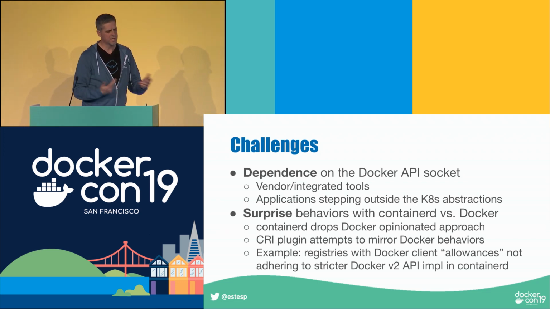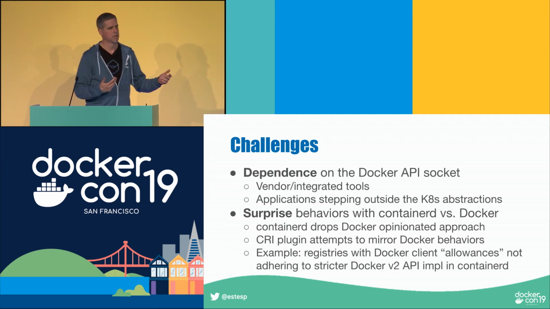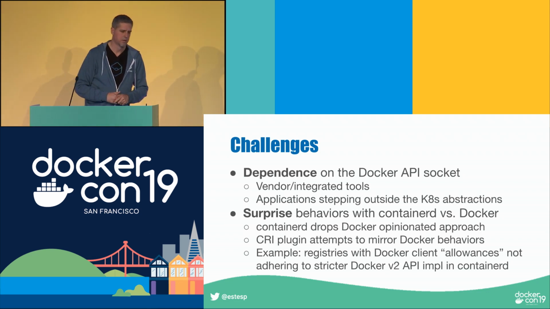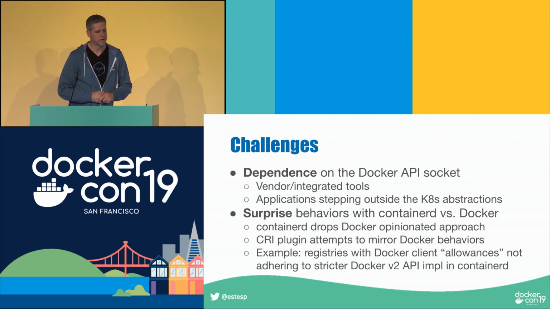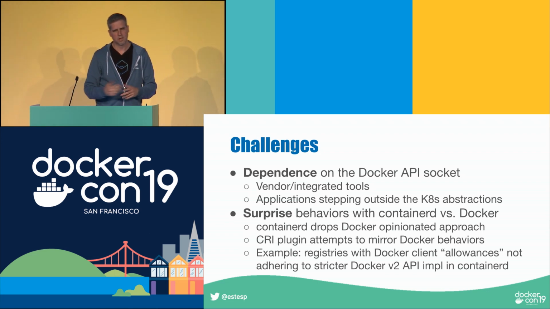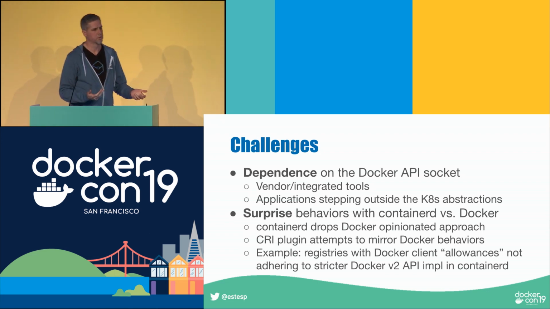And the second was not really a regular occurrence, but obviously as Containerd is a new code base and drops kind of Docker's opinionated approach, even though the CRI plugin tries to mimic that Docker Shim behavior, we found certain private registries that didn't follow the V2 API implementation properly.